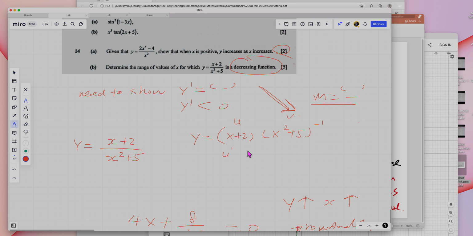Then u prime is 1, so u prime times v. Then your v prime is bring down the power, negative 1, to the power minus 2, and then you still need to do the inside, peel the layer. This is the first layer you need to peel, and this is the second layer, times 2x. So therefore you get this minus 2x over x squared plus 5 squared.